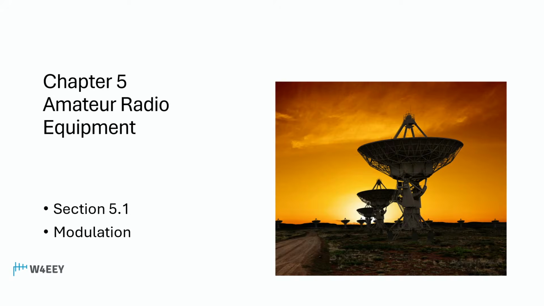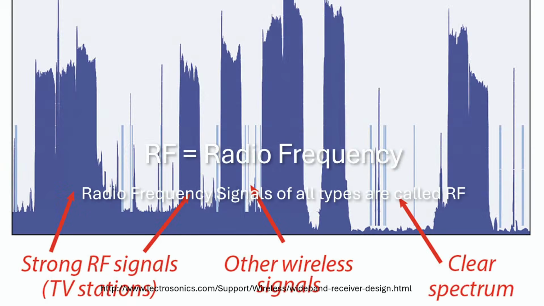So modulation, what is that about? Well, you might remember from last week we talked, no, that's a bad slide. RF equals radio frequency. And when we talk about RF signals, we're talking about radio frequency signals of any type. So here we're looking at a spectrum display of amplitude. Let me get my laser pointer turned on over here.